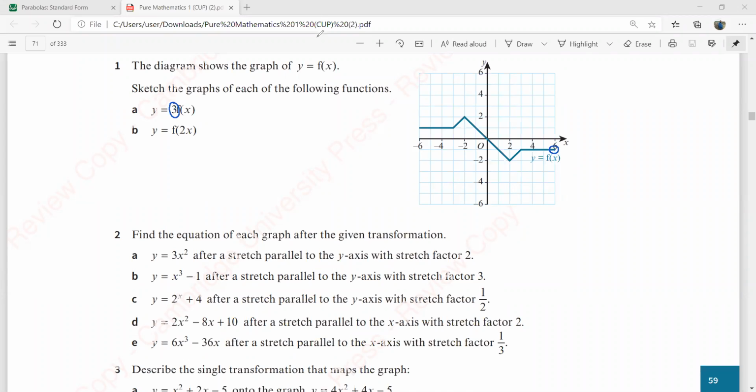So shouldn't that be a horizontal stretch? Parallel to y-axis is a vertical stretch, beta. That way it will be 6x squared. Yeah, exactly. This would be 6x squared. Thank you, beta. Okay, Zainab Atif, can you hear us?